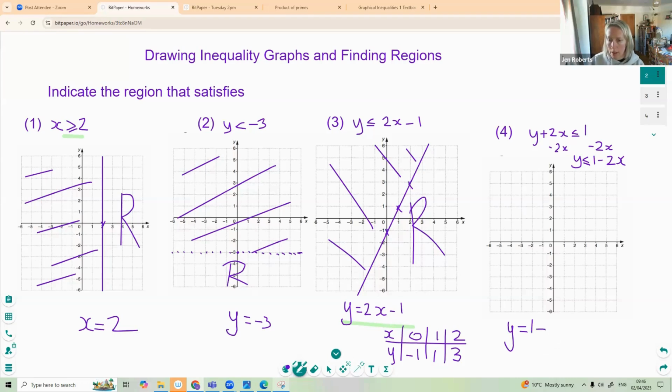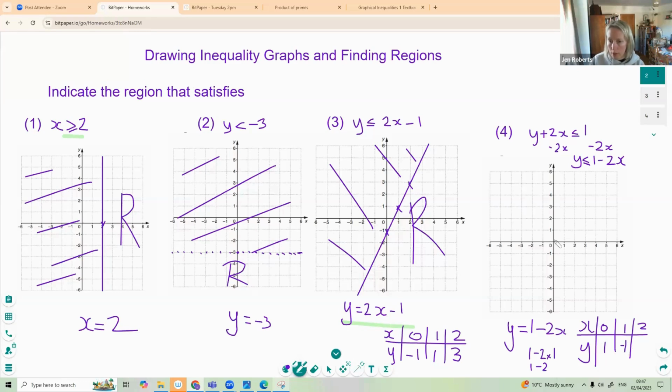Let me generate my values from a table. So in my table, we want some x values. You can choose any of these. I'm going to choose 0, 1 and 2 again. Generate my y value. So if x is 0, so it's 1 minus 2 times 0. 2 times 0, 0. So 1 minus 0, 1. And then if I substitute 1 in here, we've got 1 minus 2 times 1, which is 1 minus 2, which is minus 1.